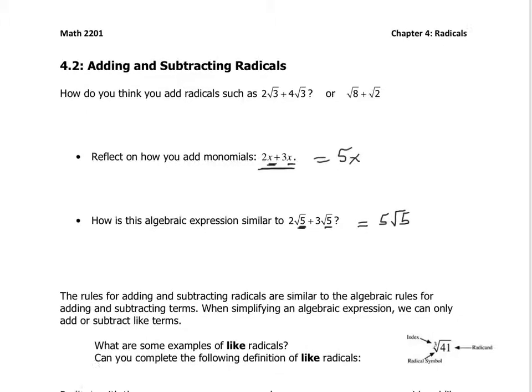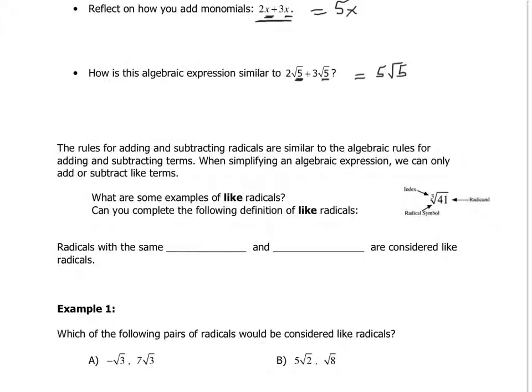So when we look at developing a rule for adding or subtracting radicals, basically we have to have the same radical symbol and the same radicand. So radicals with the same index, if you want, because the radical symbol has to be the same, like they both have to be cube roots, or they both have to be square roots, and the same value under the radical sign, which is the same radicand. And they would be considered like radicals, and therefore you could add or subtract them.